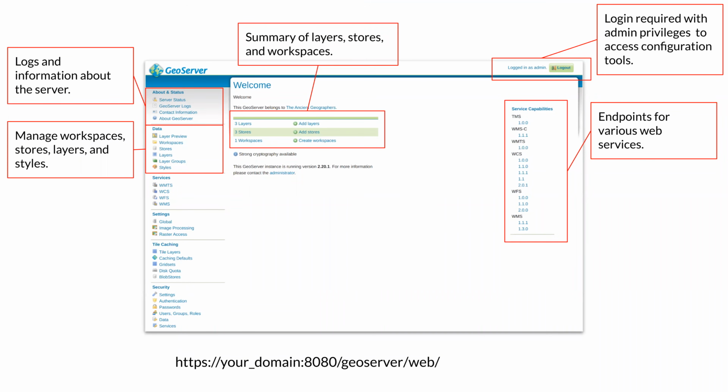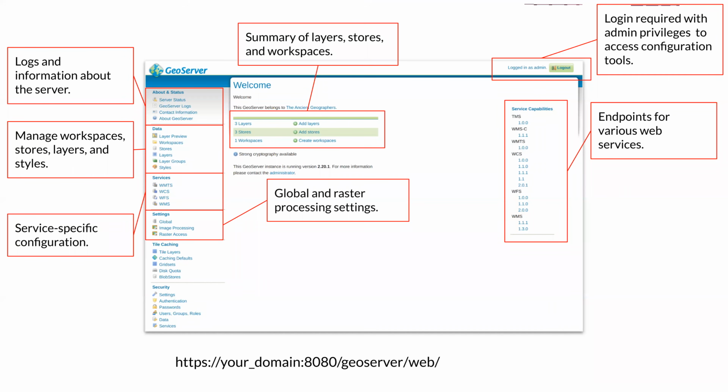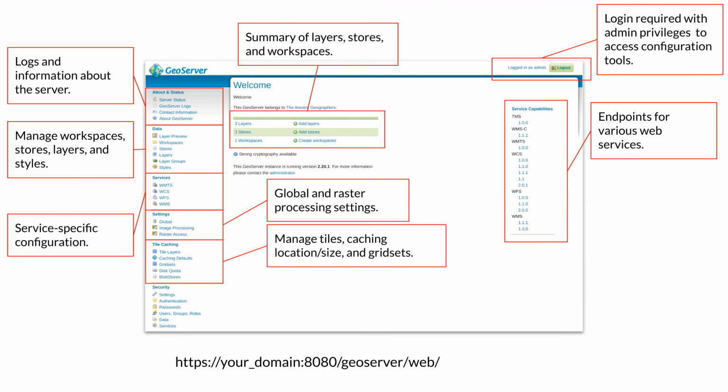Under data, you can manage workspaces, stores, layers, and styles. And we're going to be spending a little bit of time today on this. In the service section, you can do service-specific configuration. So if you want WMS to work a certain way throughout the whole server, this is where you can modify that service. Under the settings section, you can modify the global and raster settings. And under tile caching, you can manage tiles, caching location, size, and grid sets.